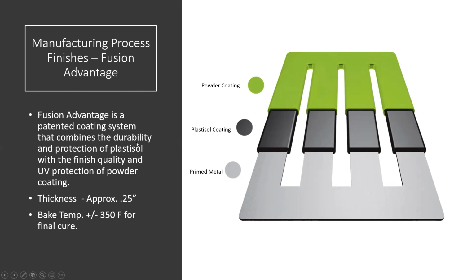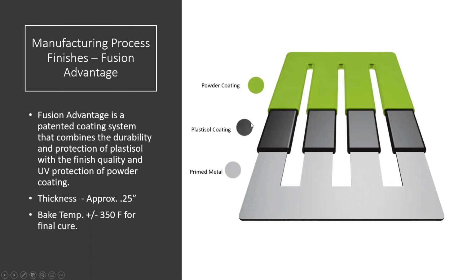There is another type of coating out there, called Fusion Advantage. It's a combination of another coating technology, called plastisol coating, as well as powder coating. It's a coating that gives you a lot of advantages. I mentioned with powder coating, it's very, very thin. Plastisol coating allows you to have a very, very thick coating, so you're not going to have those issues of maybe nicking and getting down to the raw metal.